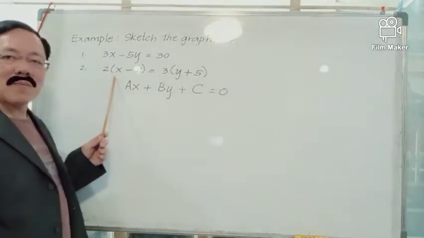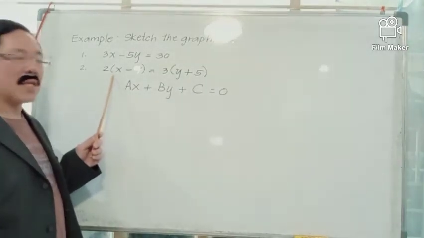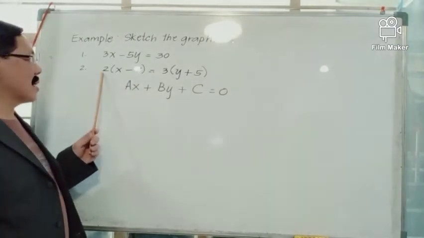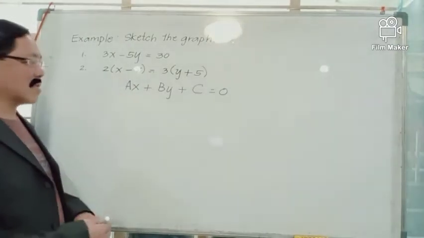To remove the grouping symbols, we apply the distributive property of multiplication. We multiply x and negative 7 by 2. 2 multiplied by x is 2x.